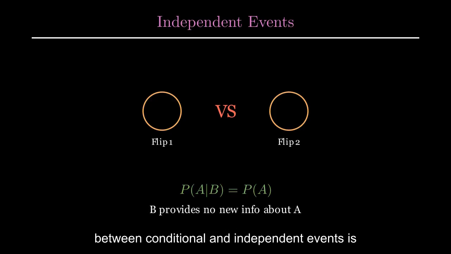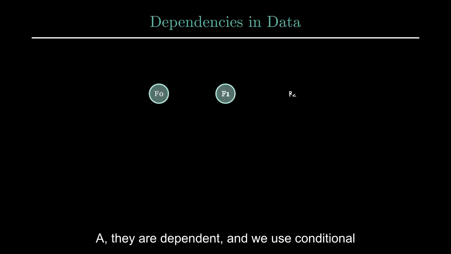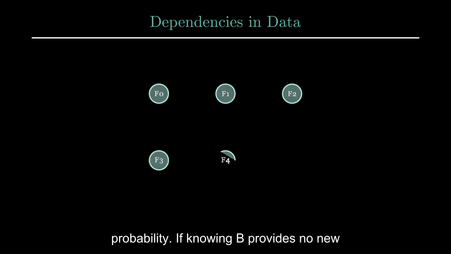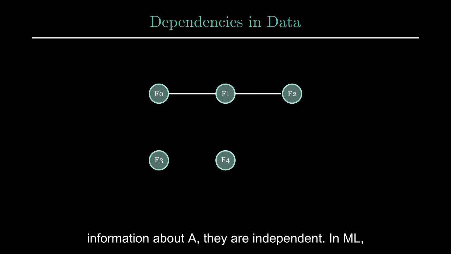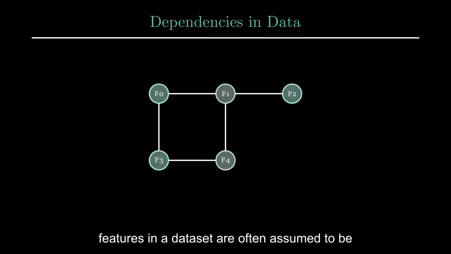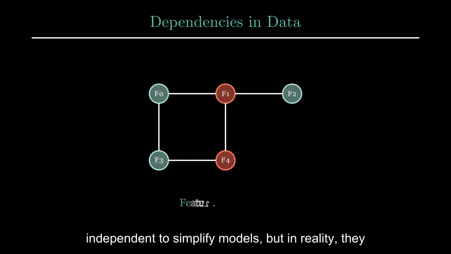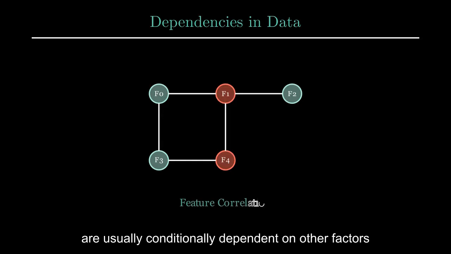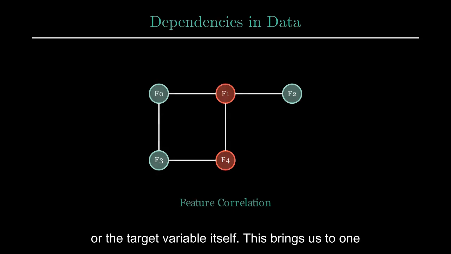The distinction between conditional and independent events is crucial. If knowing B tells you something new about A, they are dependent, and we use conditional probability. If knowing B provides no new information about A, they are independent. In ML, features in a dataset are often assumed to be independent to simplify models, but in reality, they are usually conditionally dependent on other factors or the target variable itself.